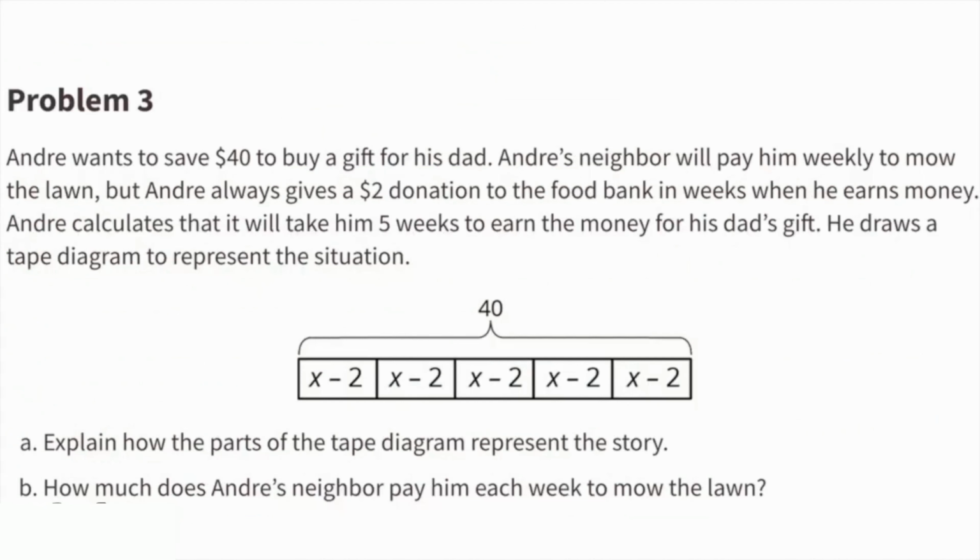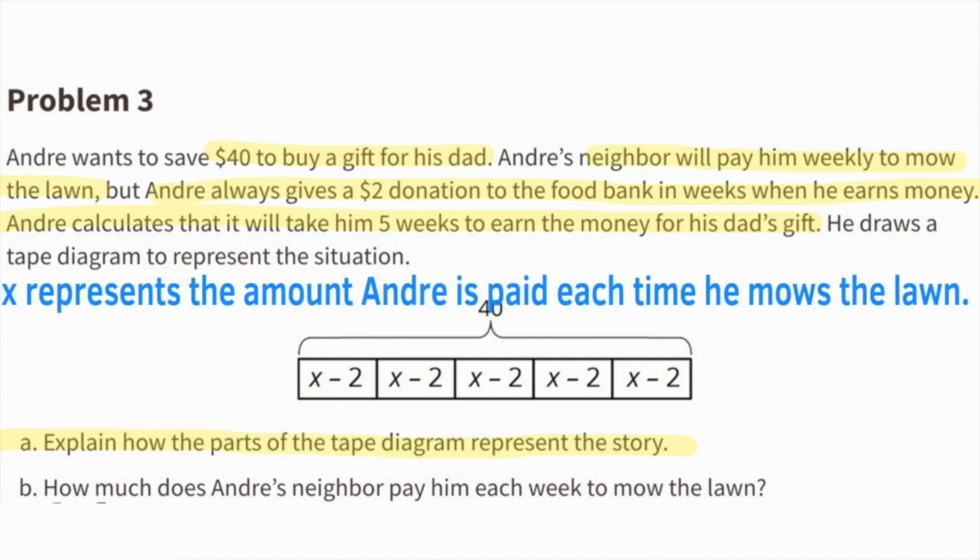Number 3. Andre wants to save $40 to buy a gift for his dad. Andre's neighbor will pay him weekly to mow the lawn, but Andre always gives a $2 donation to the food bank in weeks when he earns money. Andre calculates that it will take him 5 weeks to earn the money for his dad's gift. He draws a tape diagram to represent the situation. A. Explain how the parts of the tape diagram represent the story.